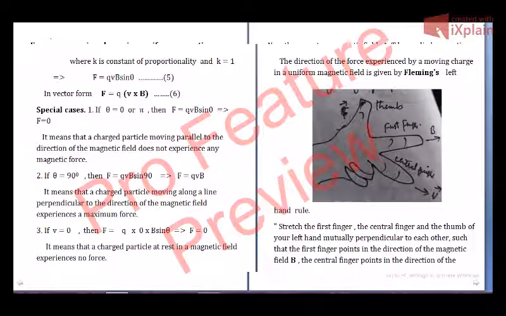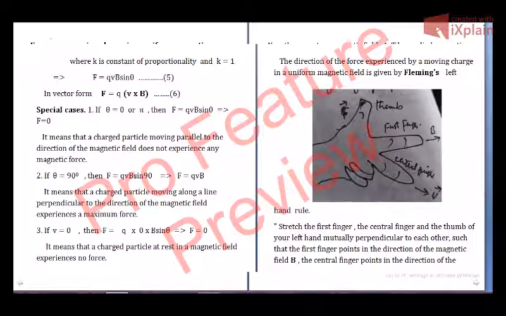Now this was the magnitude. So we saw that the maximum magnitude of the force experienced by a charge moving in a magnetic field is QVB. Now we have to find what is the direction of that force. How will we get the direction, which way the charge will be deflected?